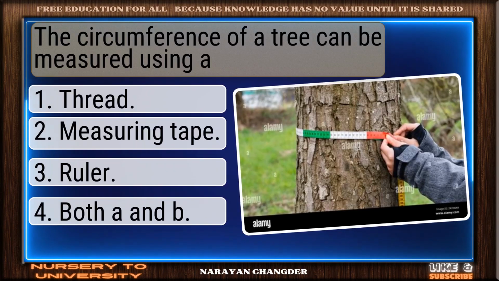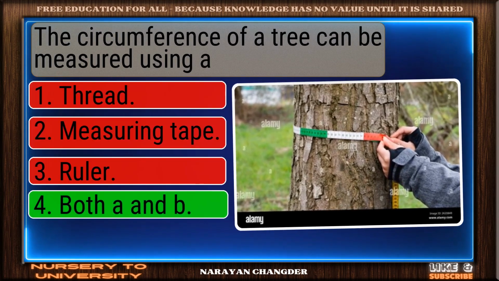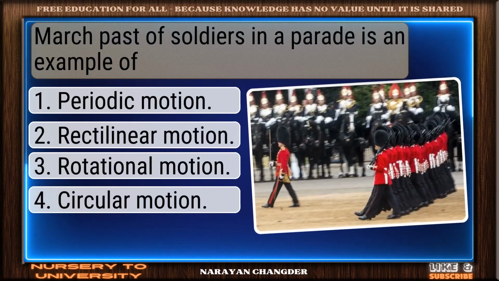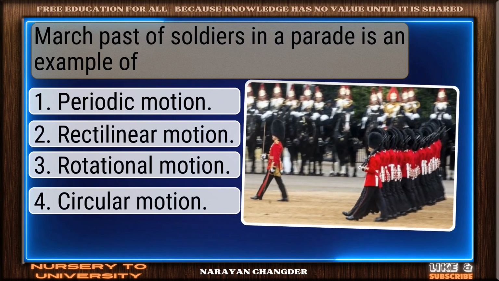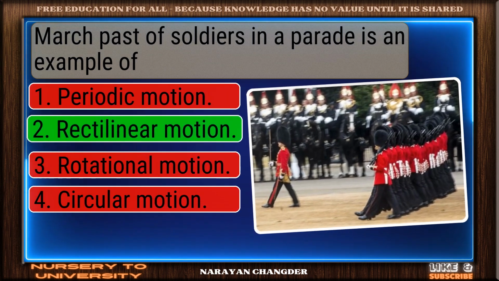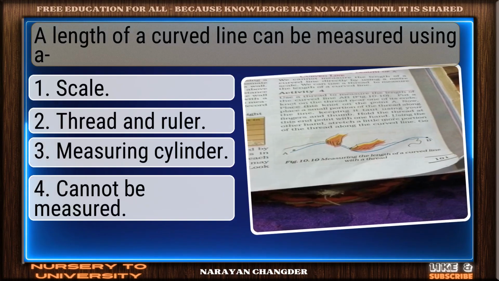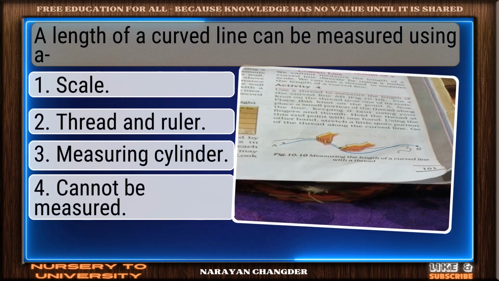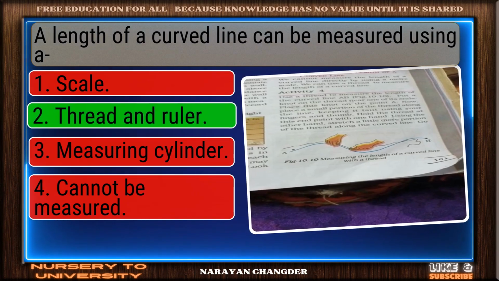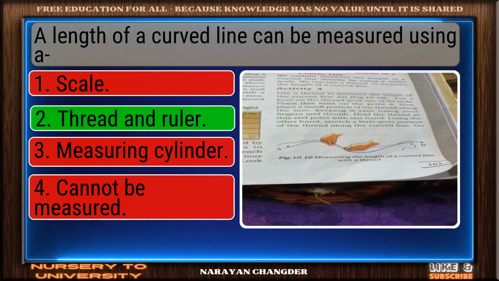The circumference of a tree can be measured using a. Sharp thinking. Both A and B is the right choice. March past of soldiers in a parade is an example of. You chose rectilinear motion, and it is correct. A length of a curved line can be measured using a. Nice work. You chose thread and ruler, and it is correct.